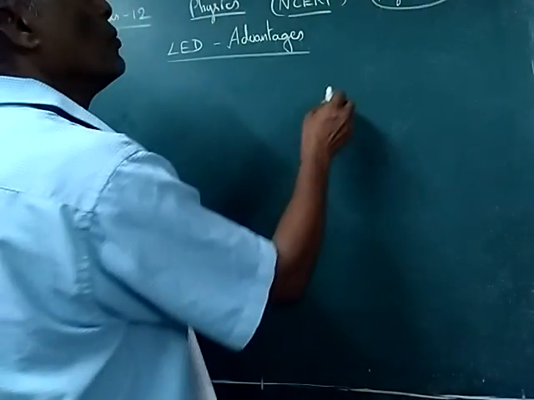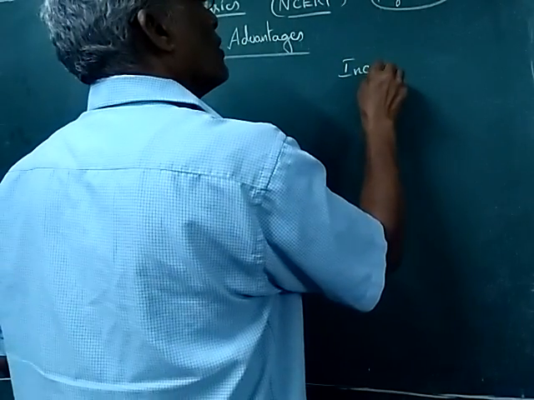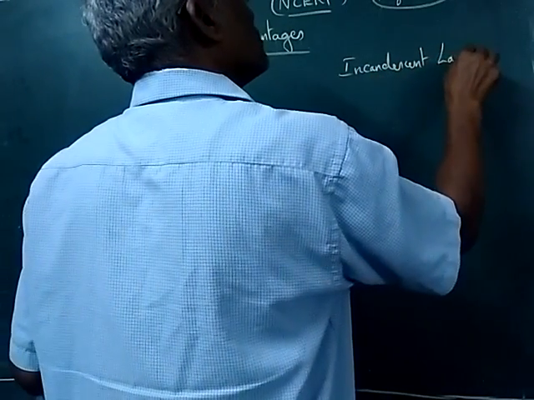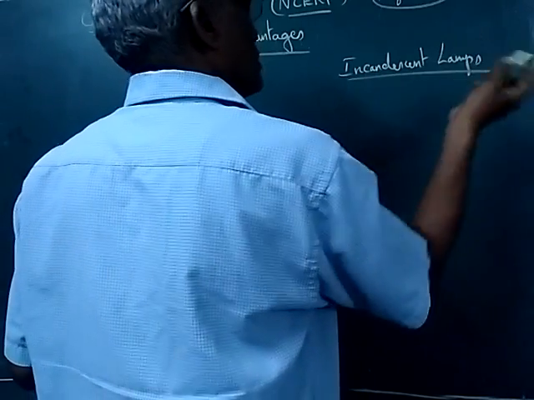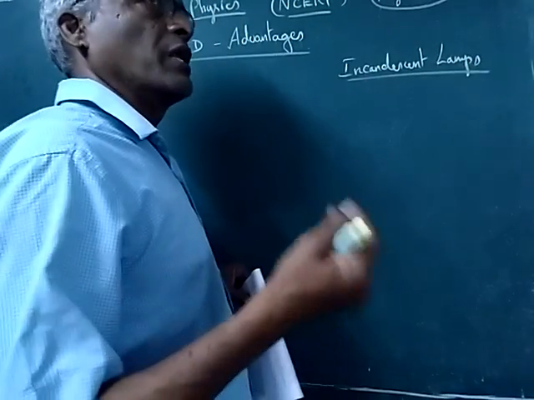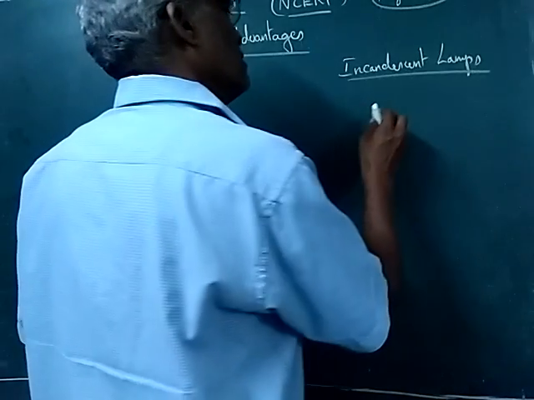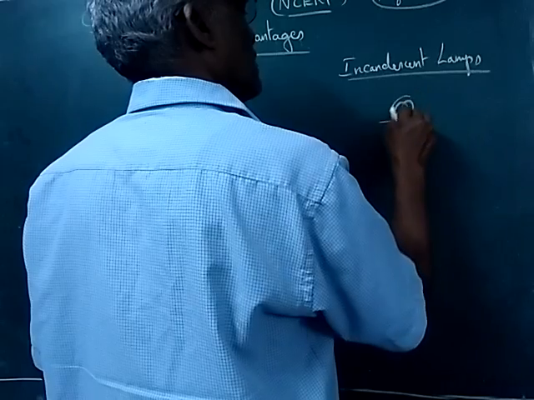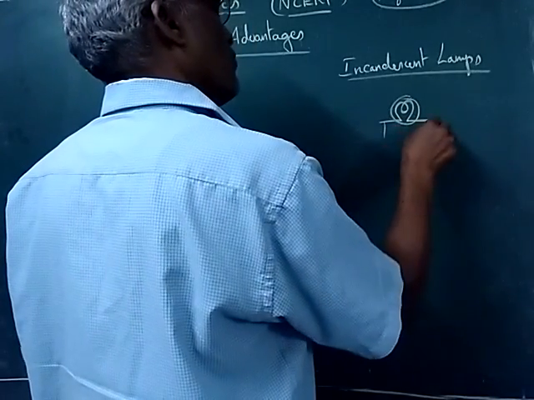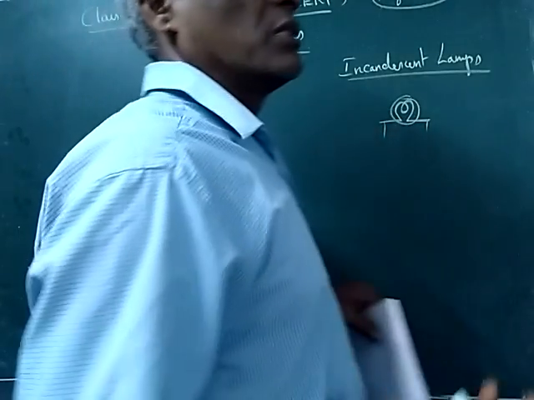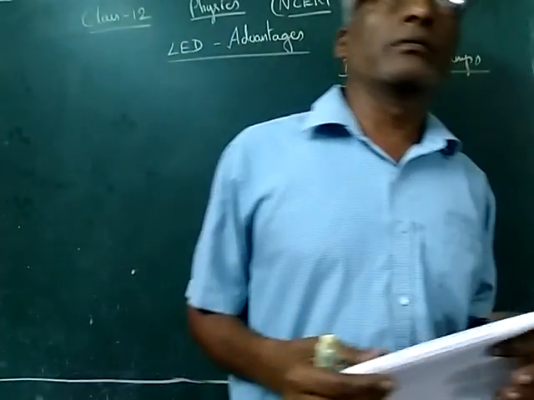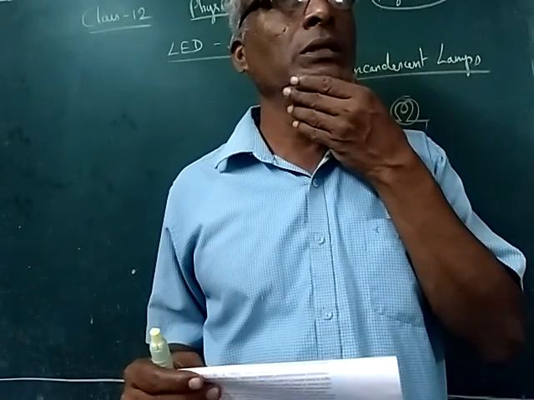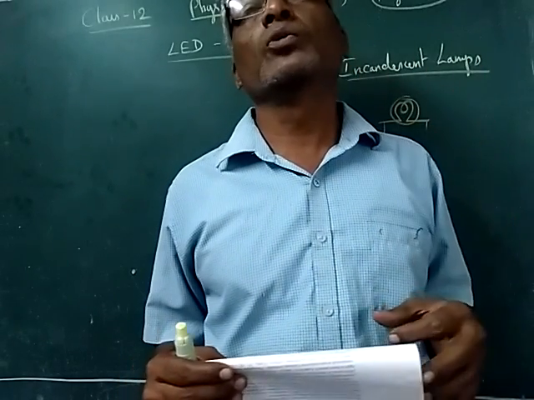Incandescent lamps, you know, especially low power. No, we are not going for very high power like 60 watt. So assume a very low power incandescent lamp. The symbol is like this. Even a 0 watt lamp will have some power requirement. It operates with 230 volts generally.